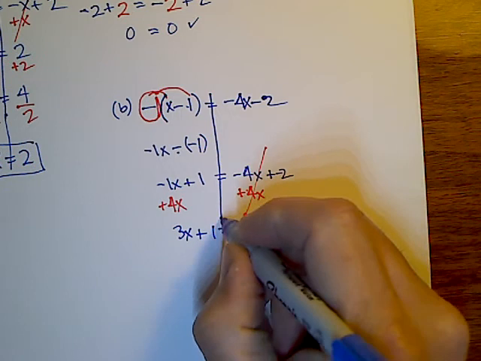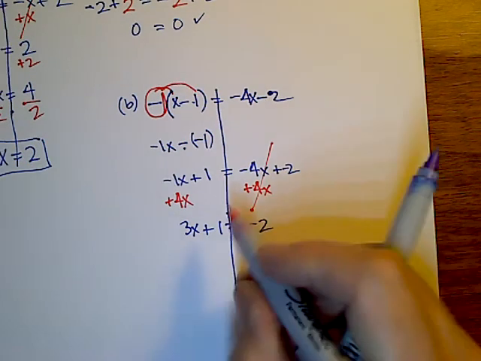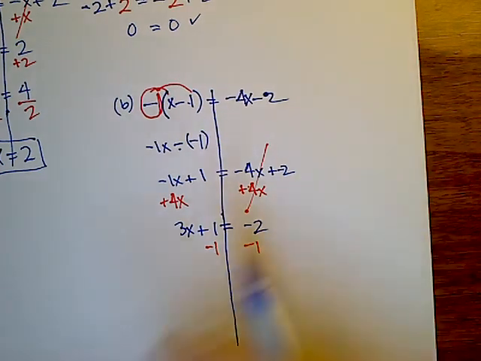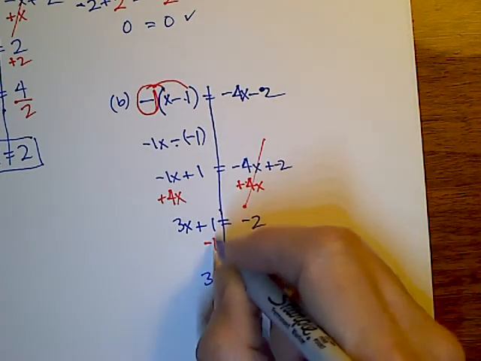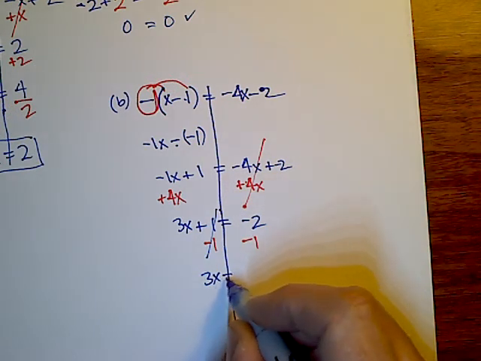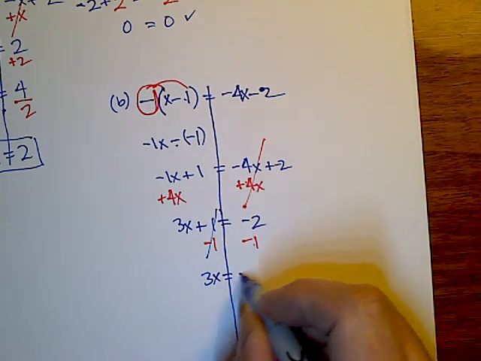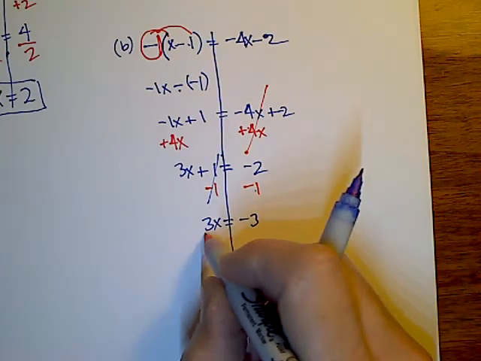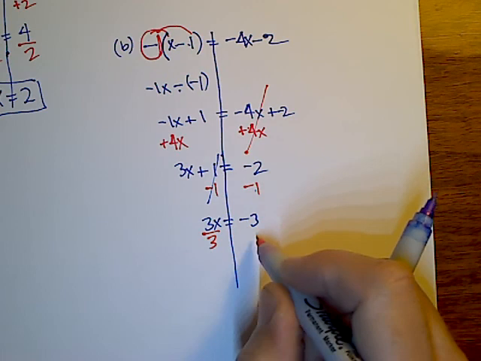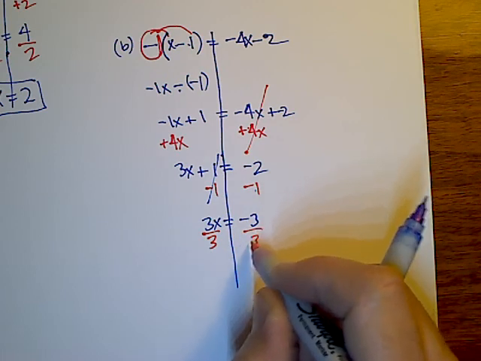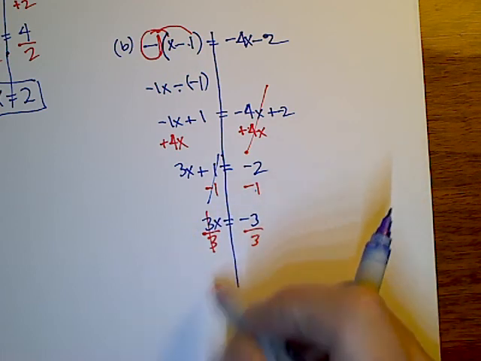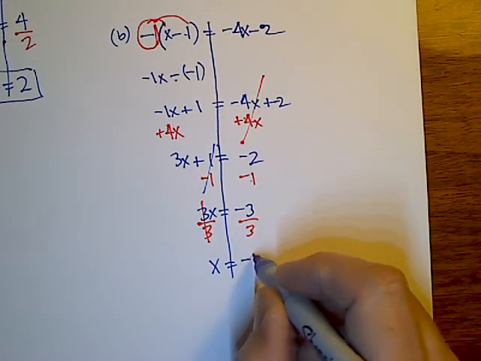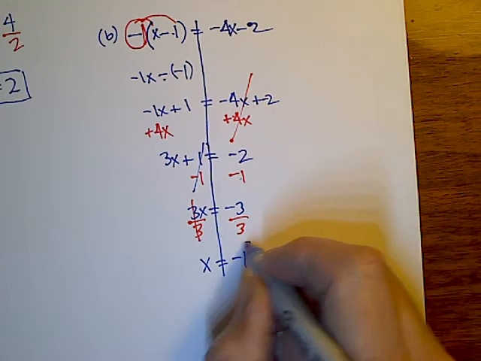So then I can keep going, get all my constants on one side. I have a positive 1. I want an inverse of negative 1 to both sides. So the 1 and negative 1 cancel, and I'm left with 3x is equal to negative 2 minus 1, which is negative 3. Okay. And then last one is divide out the coefficient of the x term. So divide by 3 in order to get 1x. So my answer here, x equals negative 3 divided by 3 is negative 1. So there's my answer that I have.